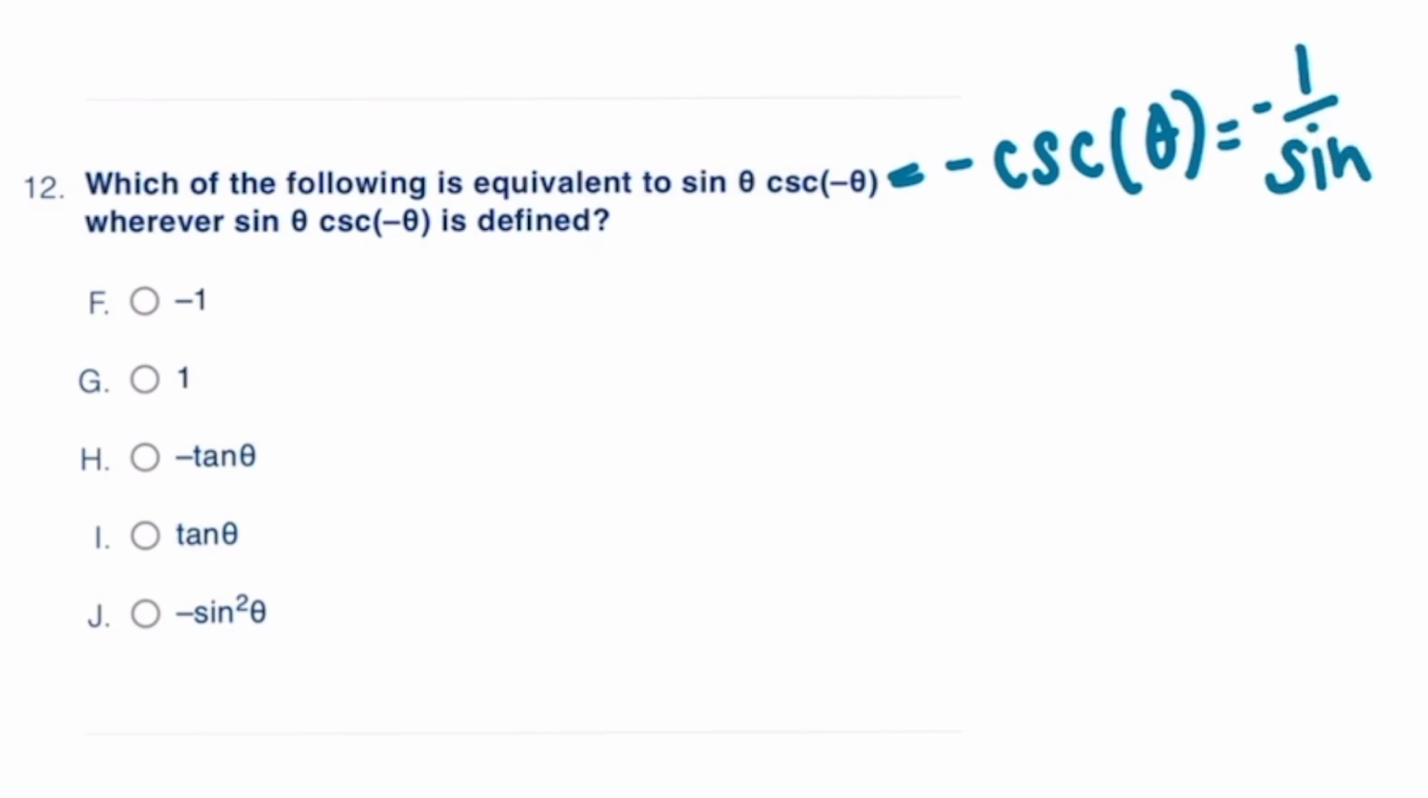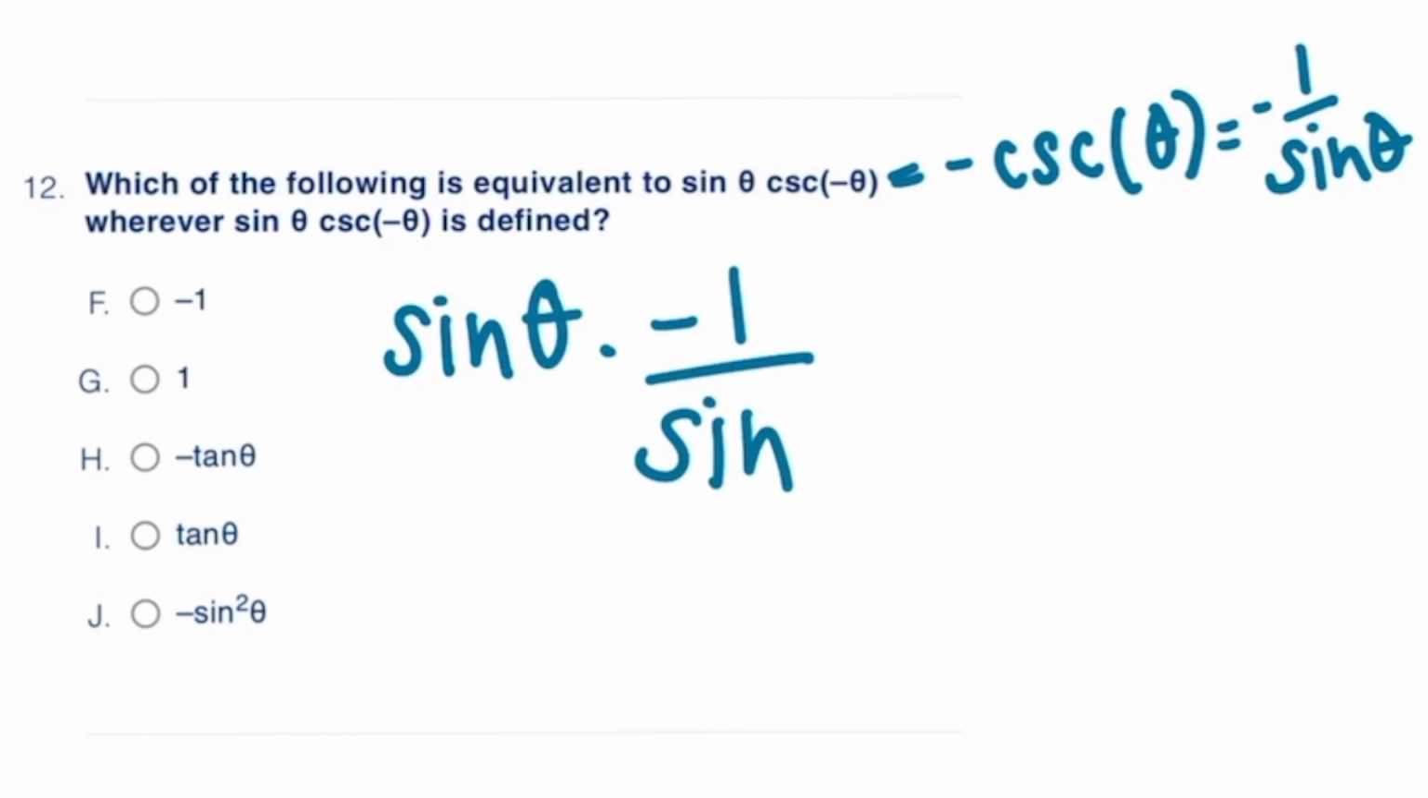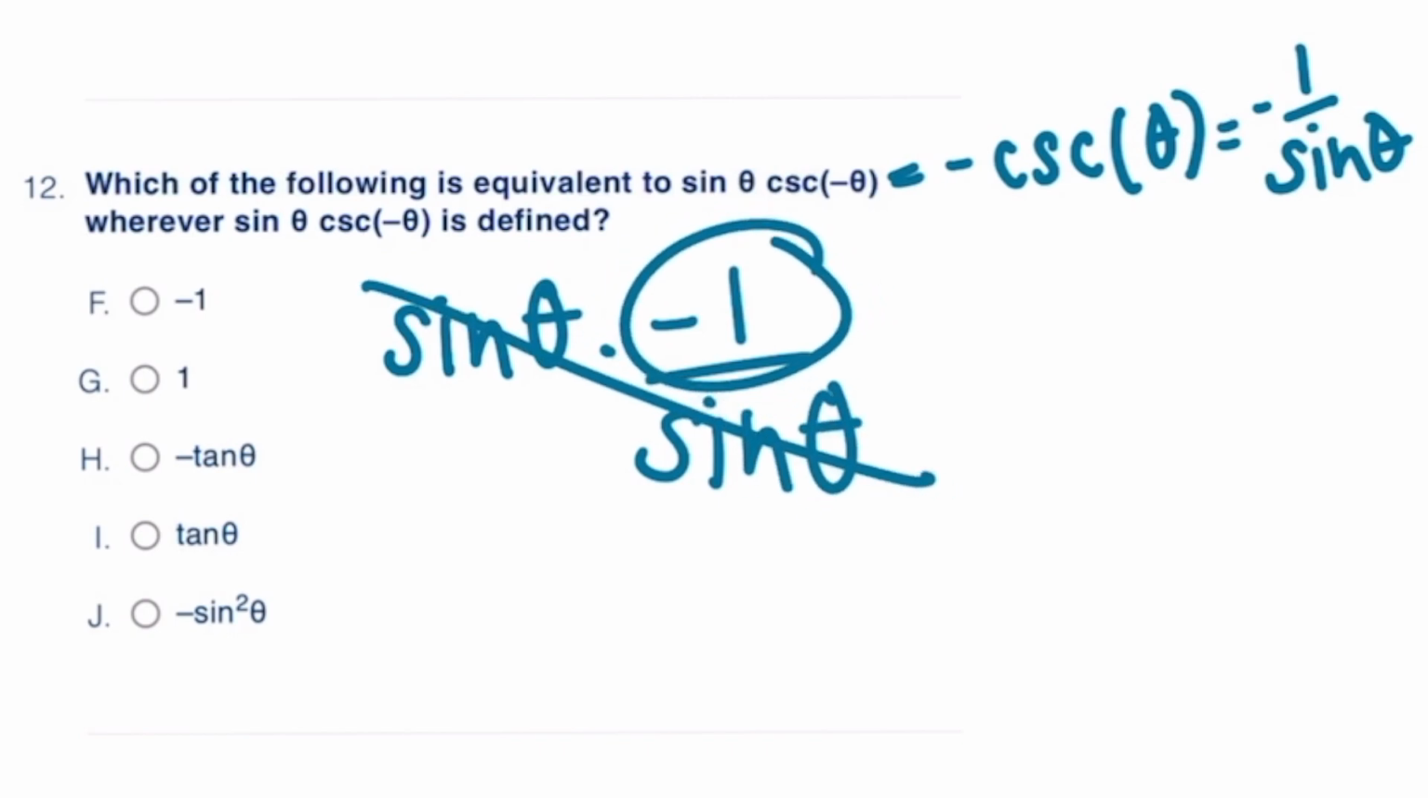So first of all, cosecant is the same as 1/sine. So negative cosecant is going to be the same as negative 1/sine. So if we have sine times 1/sine, or negative 1/sine rather, those signs are just going to cancel out, and I'm left with -1, which is our option F.